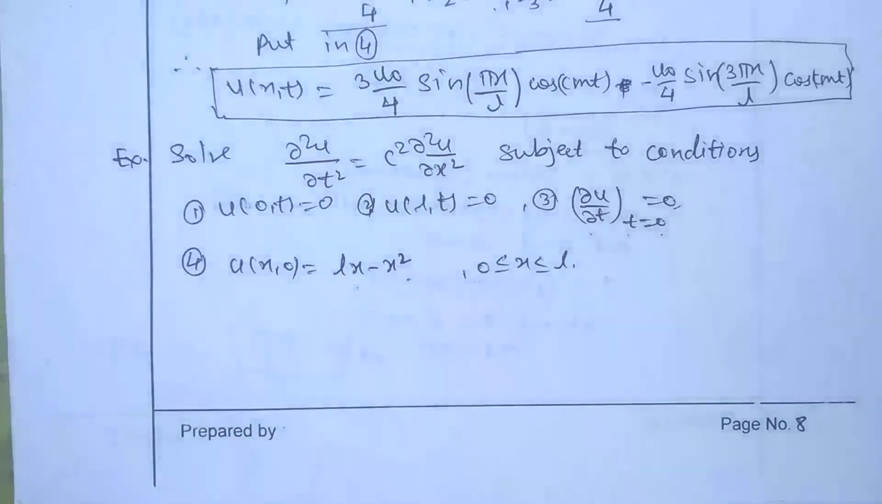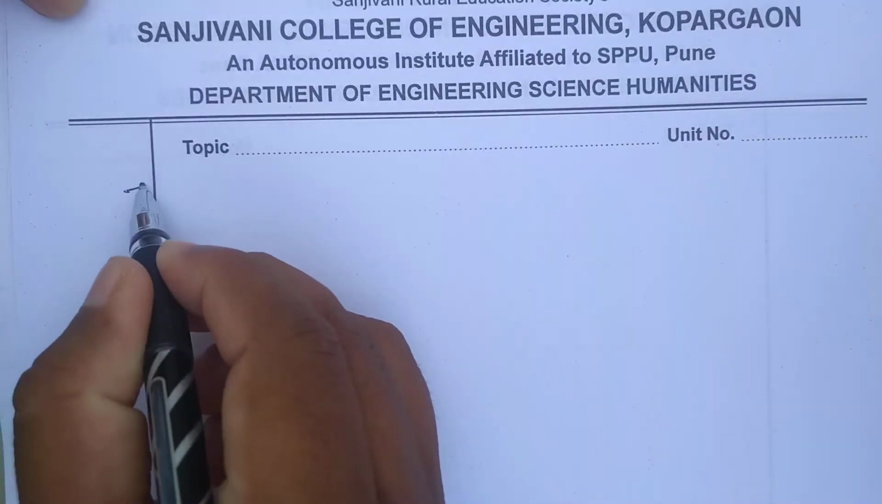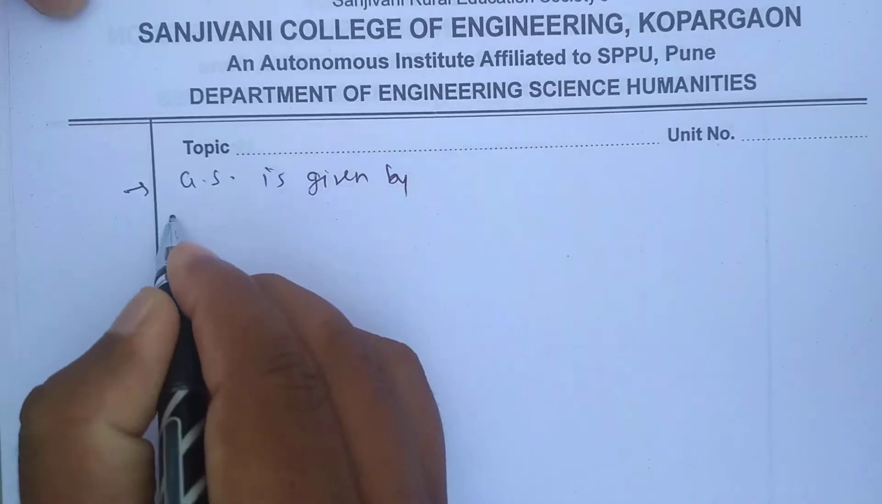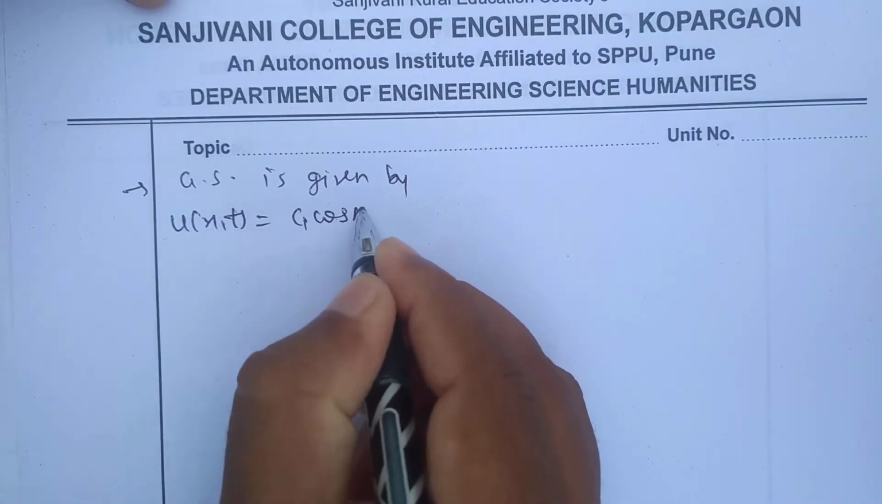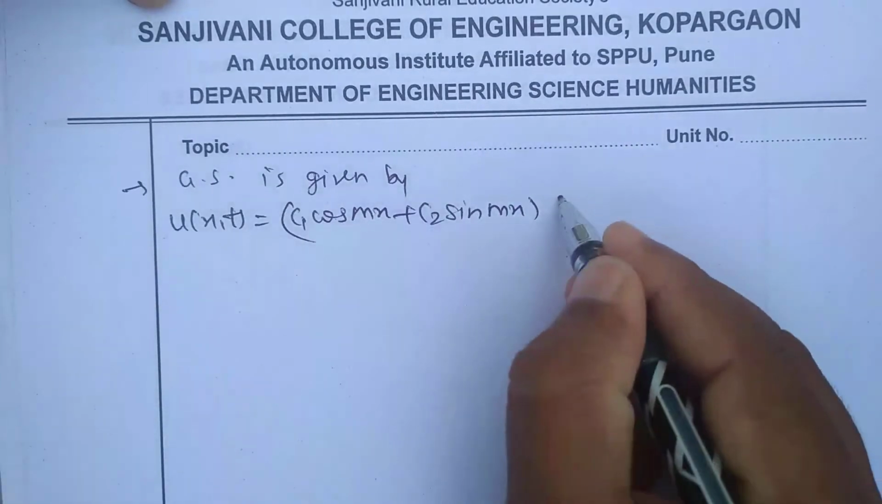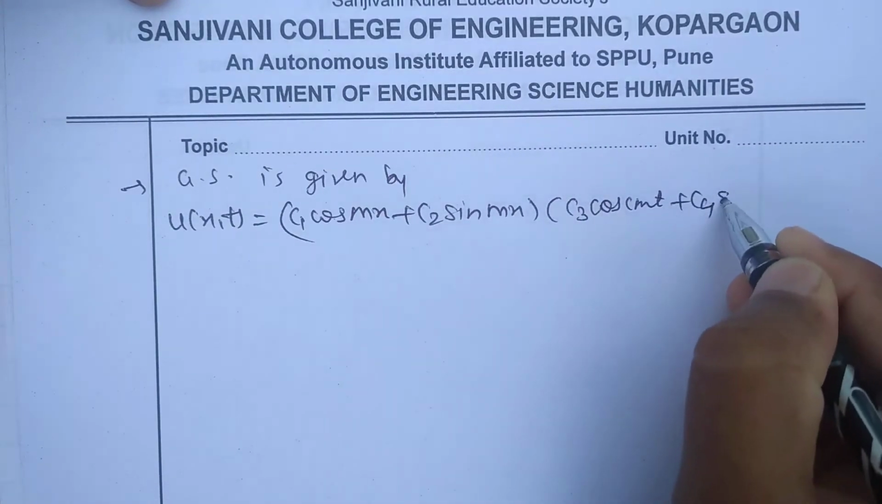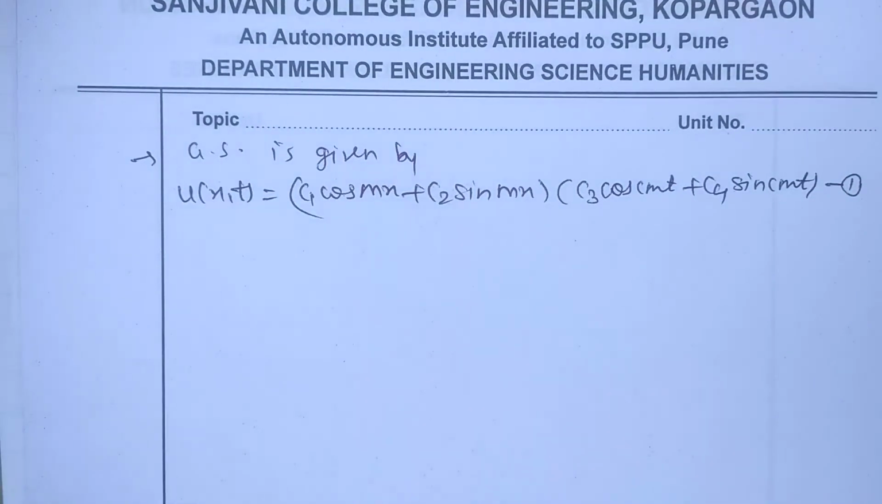This equation is given as a wave equation, so we can directly use the general solution of the wave equation. The general solution is given by u(x,t) = (c1 cos mx + c2 sin mx)(c3 cos cmt + c4 sin cmt). Call this equation number 1. Now the conditions are already given.